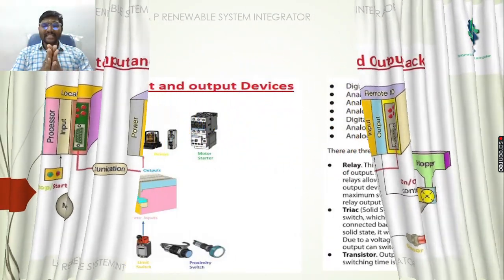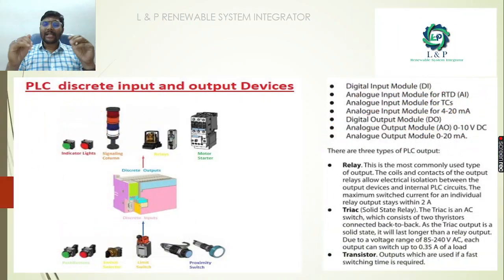Next, when we categorize the PLC digital inputs and outputs, the digital input devices will be selector switches, limit switches, proximity switches. All these switches come into the digital input, whereas in the case of digital output, it will be indicating lights, signaling columns, relays and motor starters.